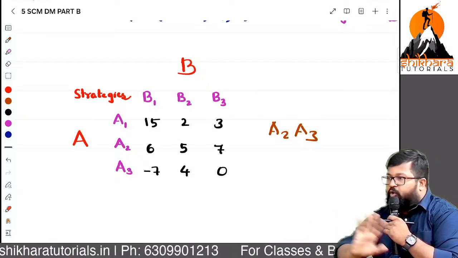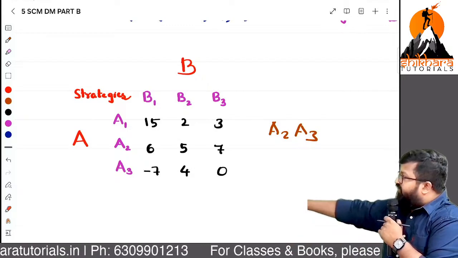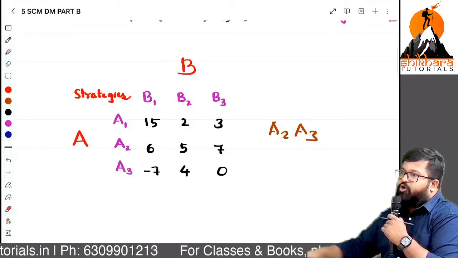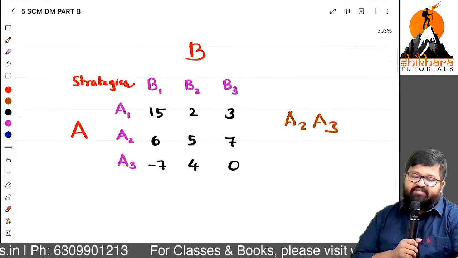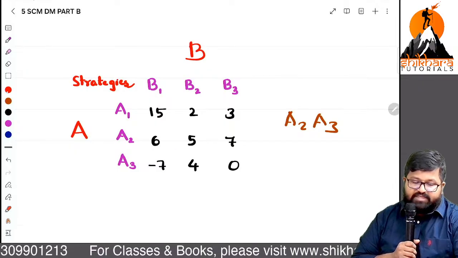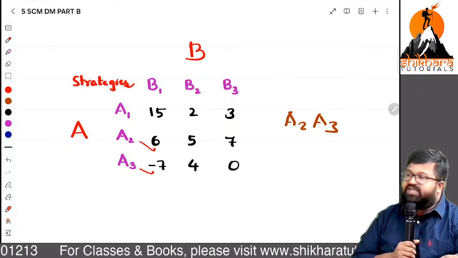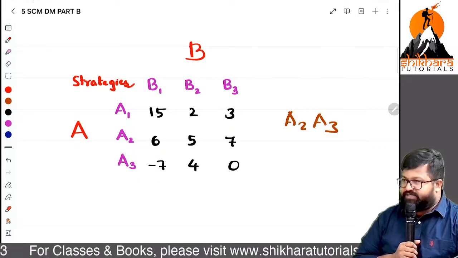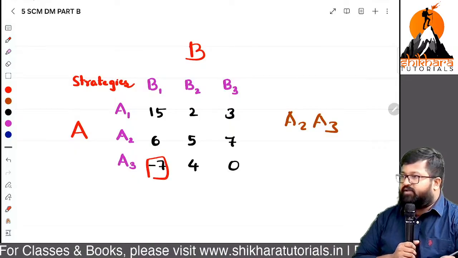Least values row, I don't want it. So can you identify A2 and A3, which is the least row? A3. Why A3, sir? First, if I compare 6 and minus 7, which is the least? Minus 7 is the least. So I marked it.